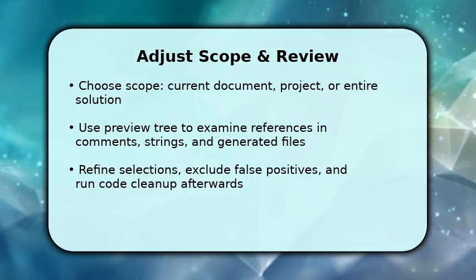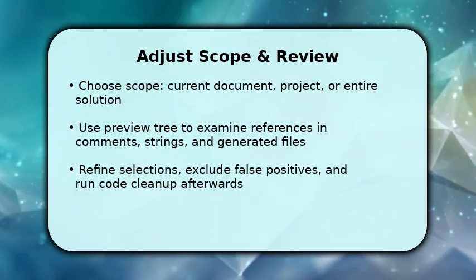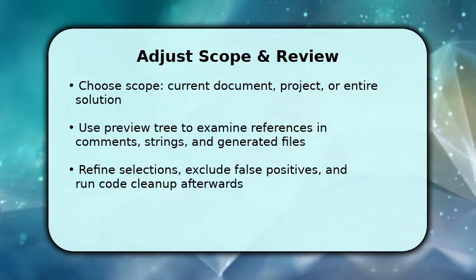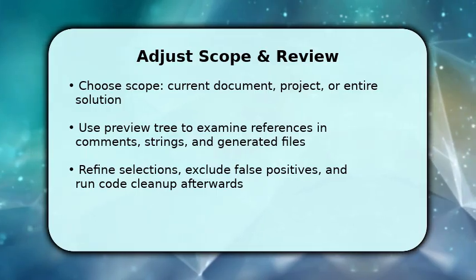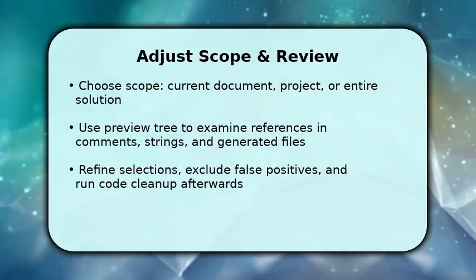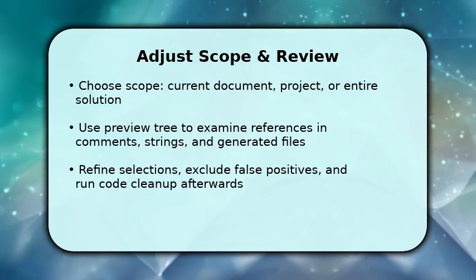Next, scan the preview tree. Visual Studio lists usages in code, tests, comments, and strings. Uncheck any items that shouldn't change. If generated or external files appear, skip them to avoid breaking builds.